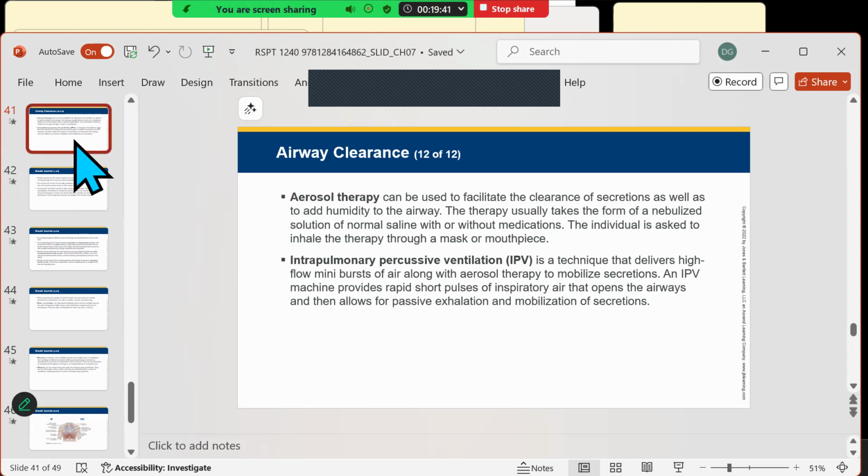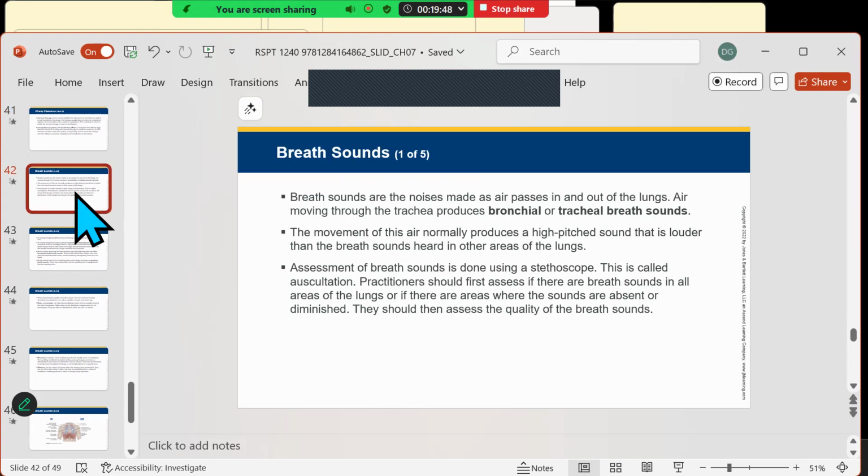Aerosol therapy, intrapulmonary percussive therapy, they all help. We're just trying to loosen up the secretions and move them out of the patient's lungs.